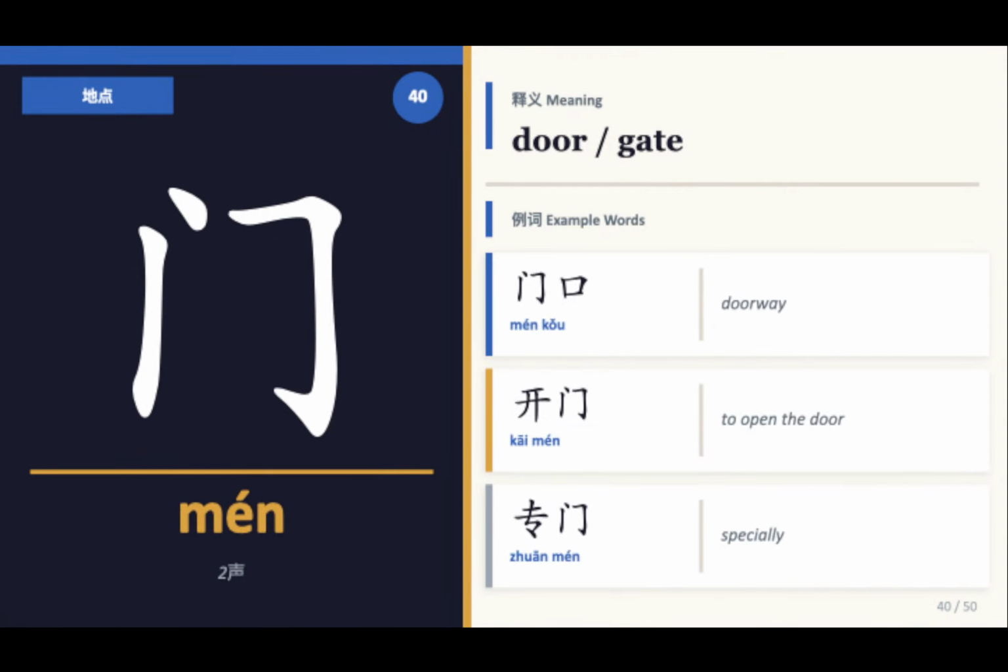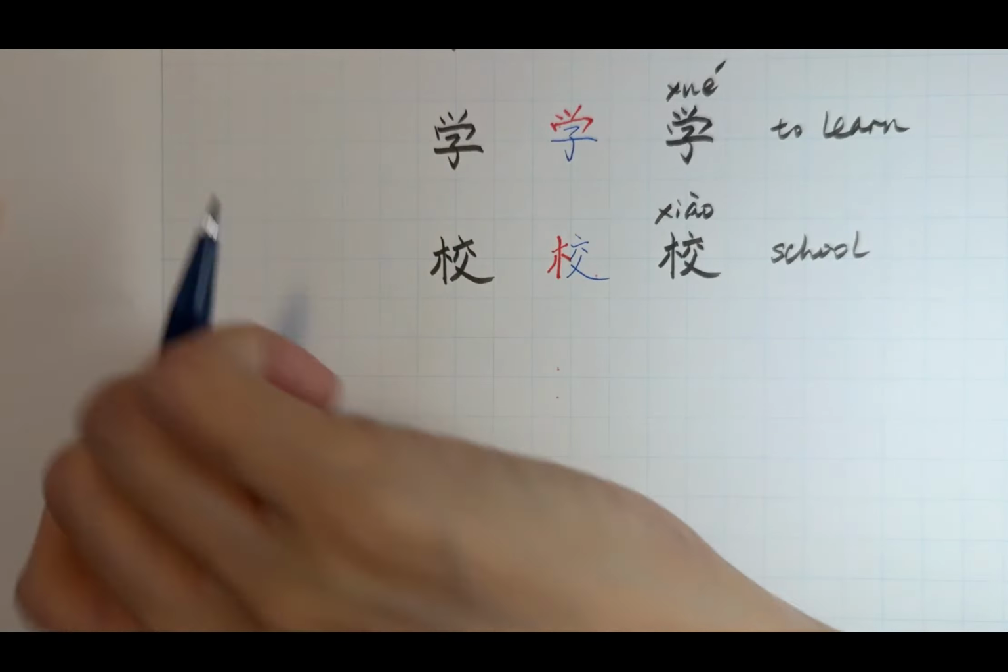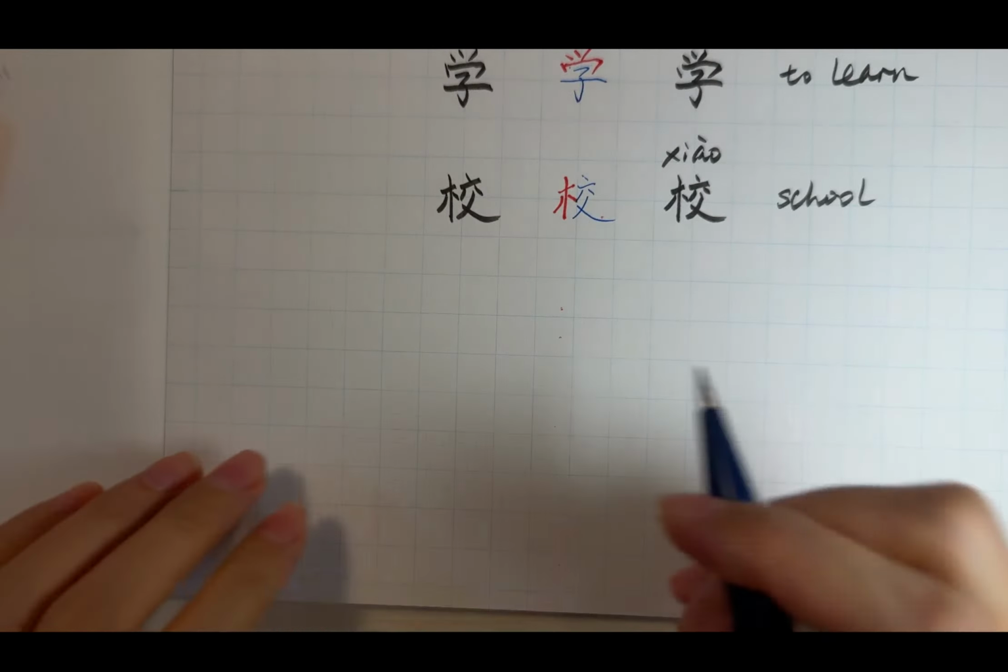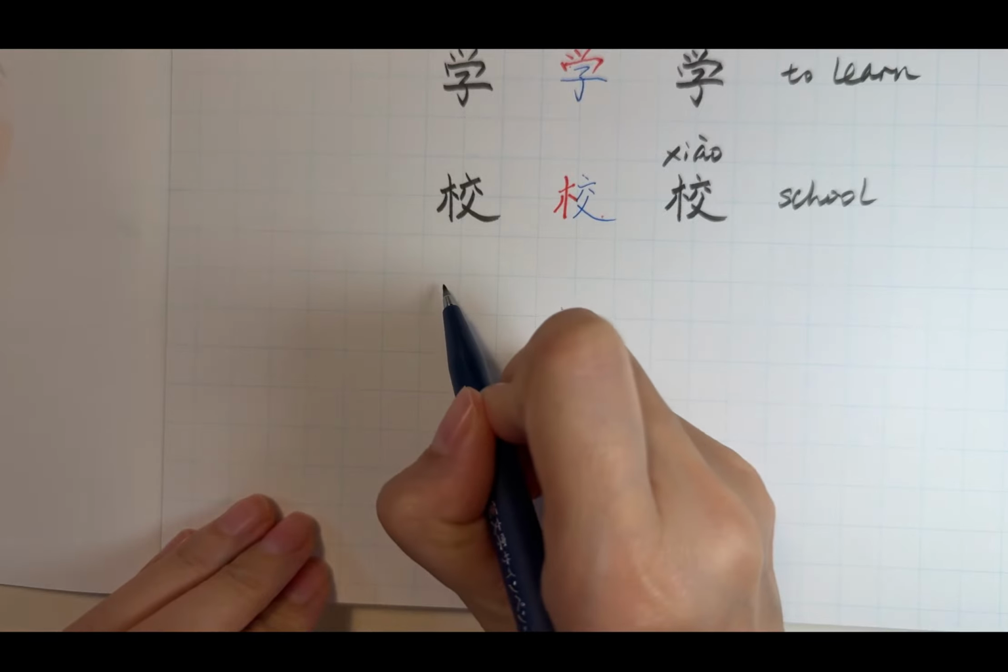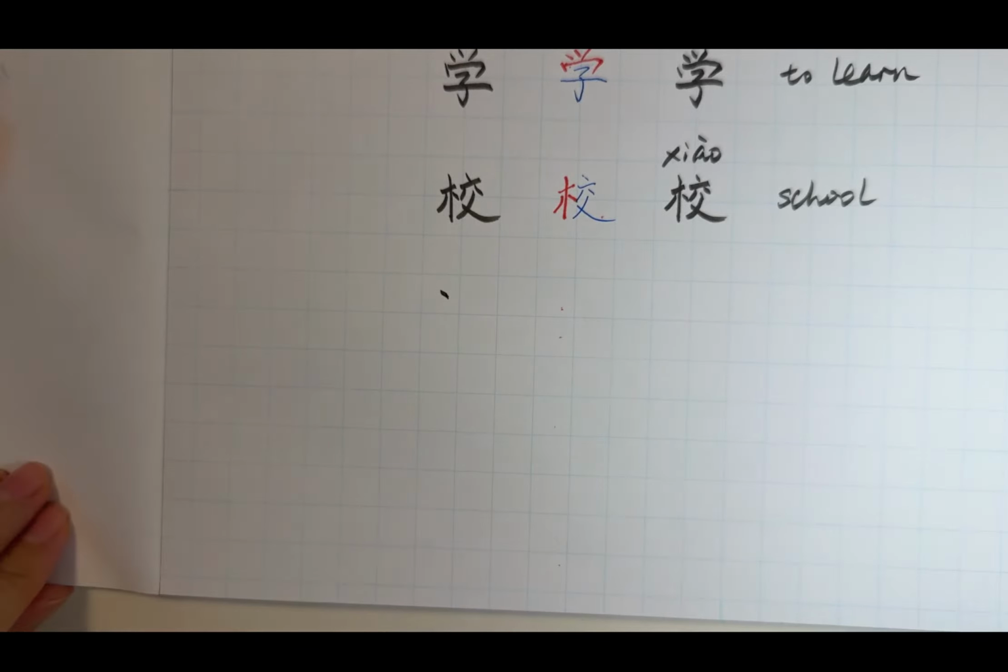Moving on, we have, oh, this is easy. 门 is gate. Just now we have the 我们、你们、他们, so that one is with the 人字旁, the person radical. This one is without. Just means door or gate. 门口 is doorway. 开门 is to open the door. 专门 is especially. Okay, so 我们来写门，所以校门, like the school gate. 门, just write the dot first.